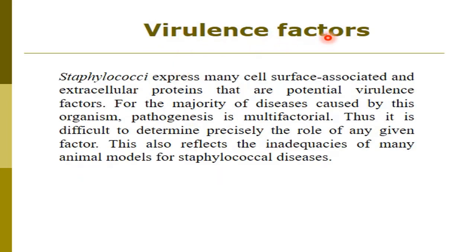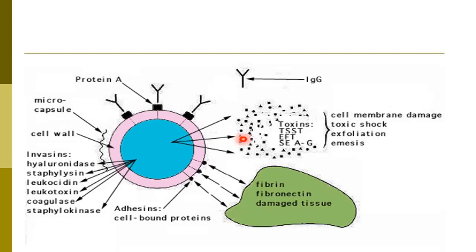Now I will talk about the virulence factors of Staphylococcus aureus. Staphylococci express many cell surface associated and extracellular proteins that are potential virulence factors. After a few seconds, I will list the virulence factors in the human body. For the majority of diseases caused by this organism, pathogenesis is multifactorial. Thus, it is difficult to determine precisely the role of any given factor. This also reflects the inadequacies of many animal disease models. These are the major virulence factors which are found in the human body, and we will discuss the diseases later on.